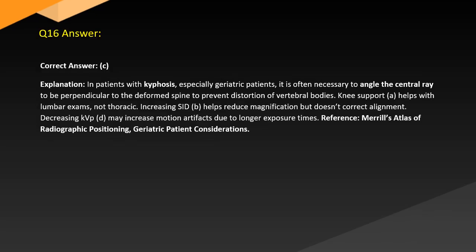Answer. Correct answer. C. Explanation. In patients with kyphosis, especially geriatric patients, it is often necessary to angle the central ray to be perpendicular to the deformed spine to prevent distortion of vertebral bodies. Knee support, A, helps with lumbar exams, not thoracic. Increasing SID, B, helps reduce magnification but doesn't correct alignment. Decreasing kVp, D, may increase motion artifacts due to longer exposure times. Reference Merrill's Atlas of Radiographic Positioning, Geriatric Patient Considerations.